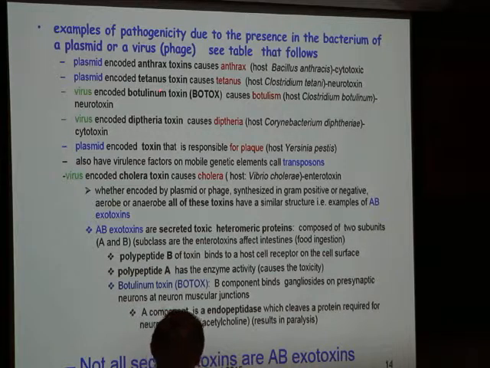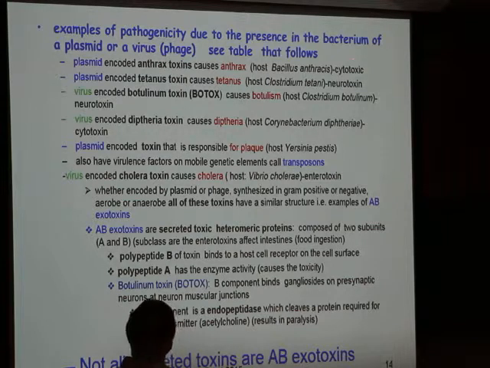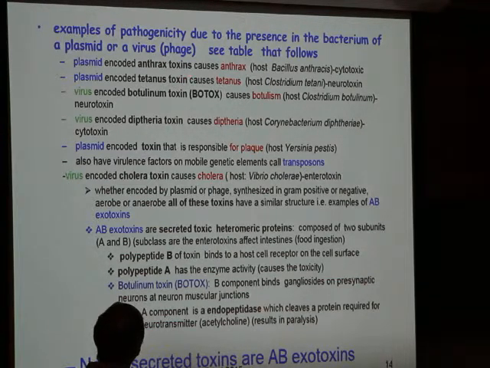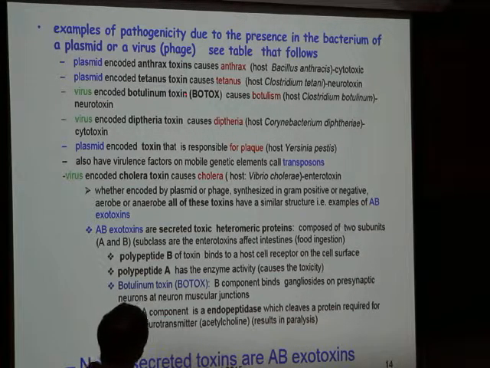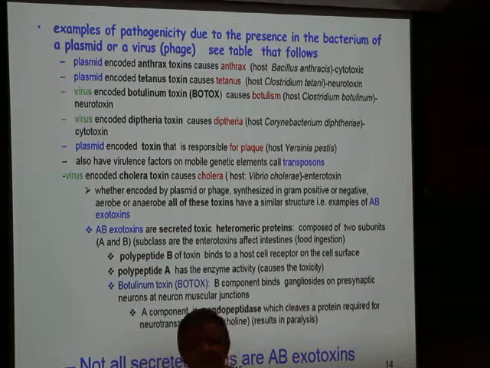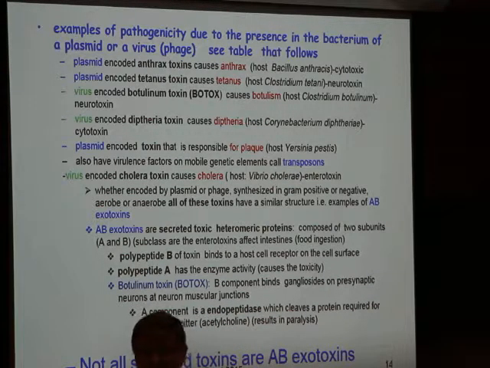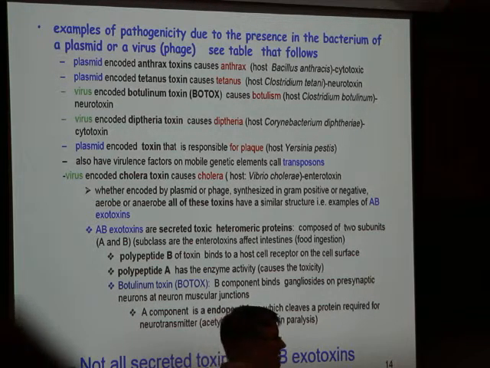So, for example, the anthrax toxins that cause anthrax are actually carried on a plasmid, and they're cytotoxic. A plasmid also carries the tetanus toxin, which is actually a neurotoxin, and we'll talk about how the tetanus toxin works in a minute. It's actually a lysogenic virus that encodes the botulinum toxin. It causes botulism, and of course is what people inject into their skin to reduce wrinkles. That's Botox. It's a toxin that's been released by a bacterium that has a lysogenic virus.